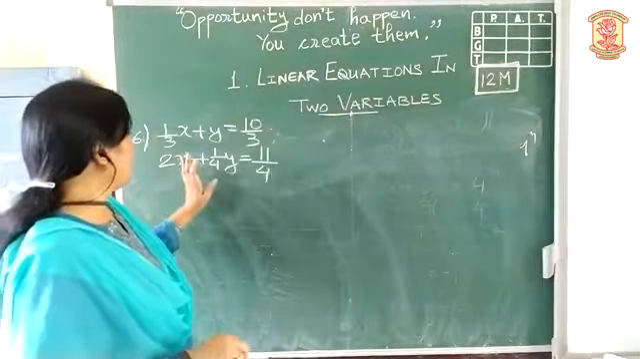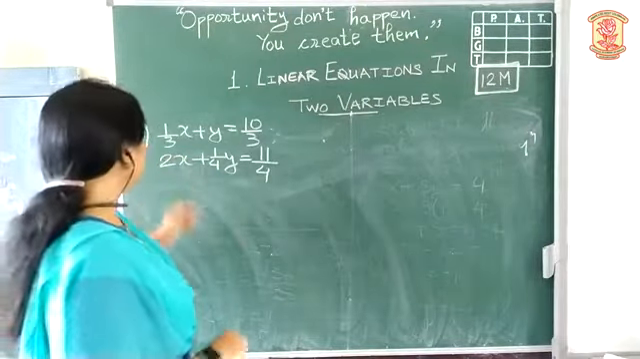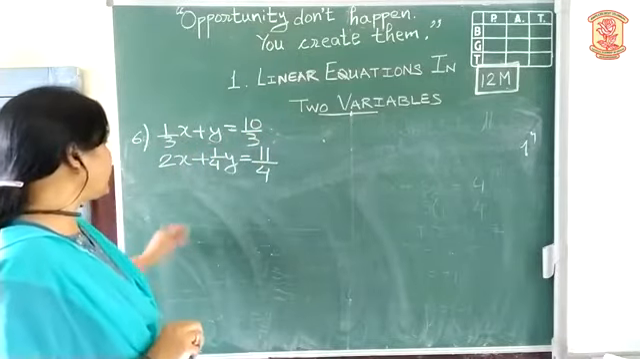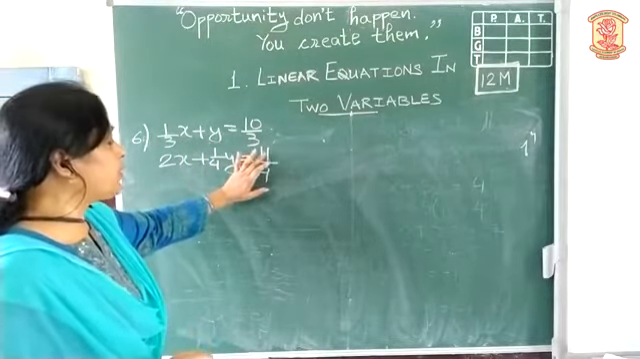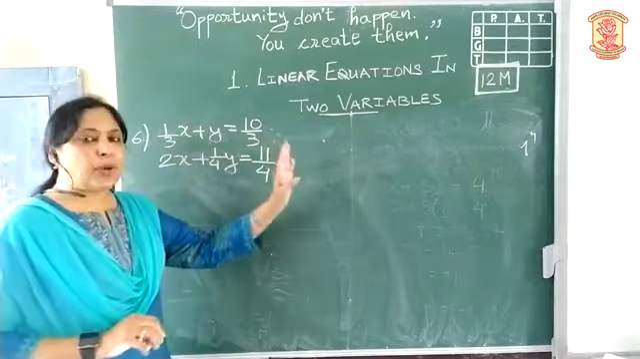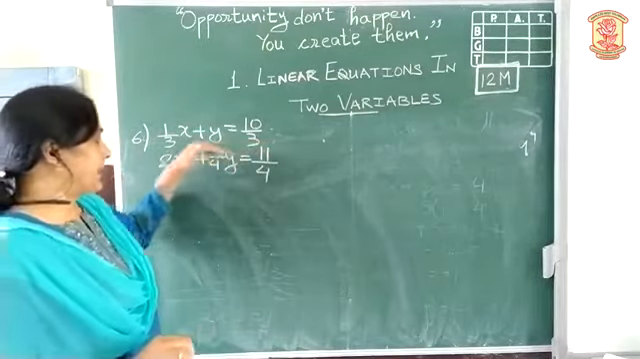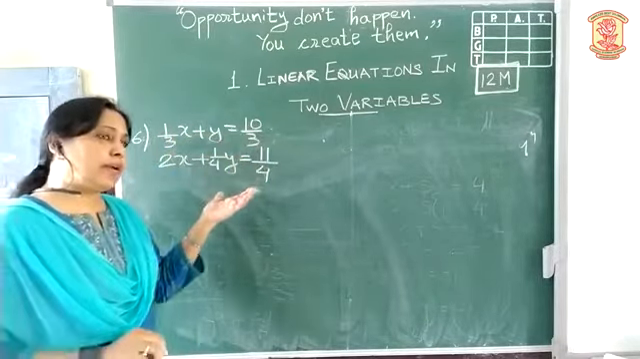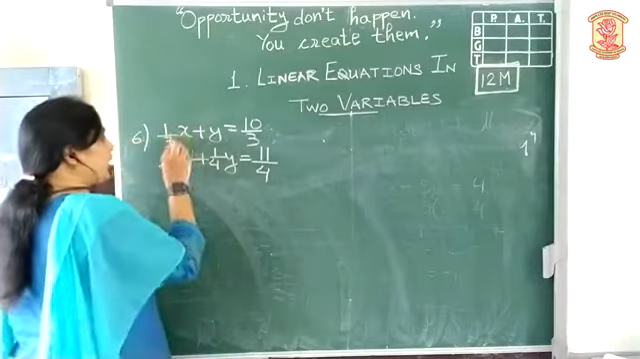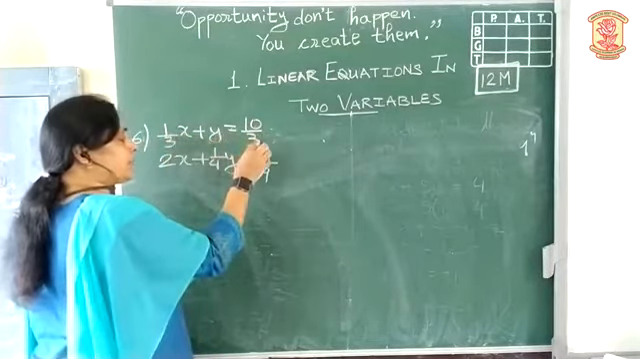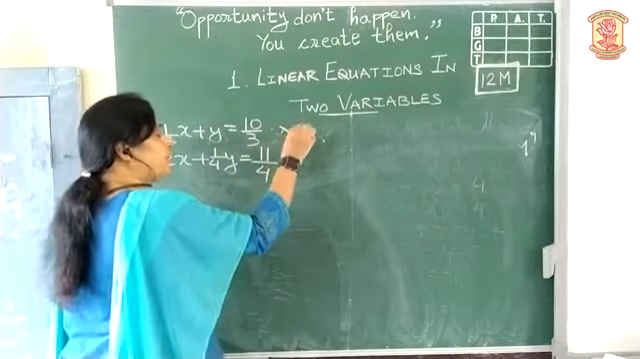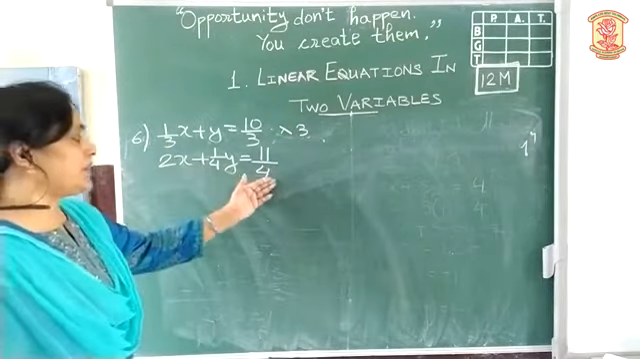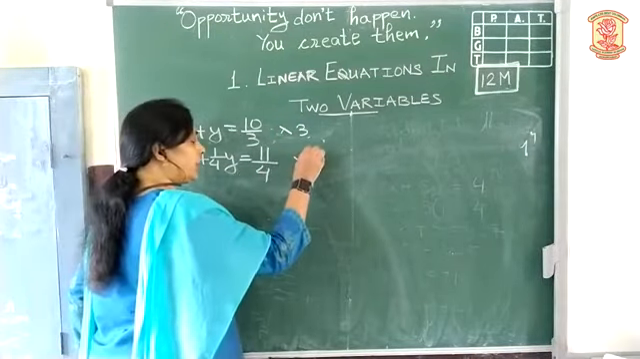Now, example number 6, that is 1 upon 3 x plus y equals to 10 upon 3, and the second equation is 2x plus 1 upon 4 y equals to 11 upon 4. To make the equation simpler, we are going to take the LCM of each equation and convert it into a whole number. Here it is 1 upon 3, here it is 10 upon 3, so the LCM is 3, so we multiply the equation by 3. And here the LCM of this equation is 4, so we multiply the equation by 4.